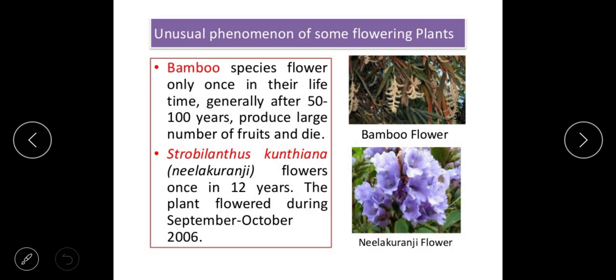A unique phenomenon was especially quoted in your first lesson. It is about bamboo as well as Strobilanthes kunthiana. Bamboo is a plant which flowers only once in its lifetime, that is, from 50 to 100 years, and after flowering, produces seeds, and then its life is over. Whereas Strobilanthes kunthiana, known as Neel Kurinji because the flowers are violet or bluish in color, has a unique feature. It blooms, or produces flowers, once in 12 years.